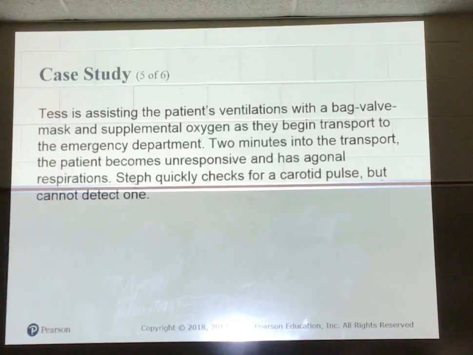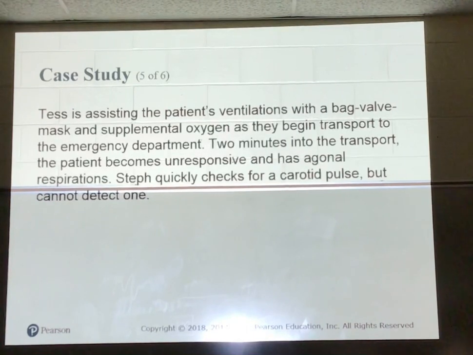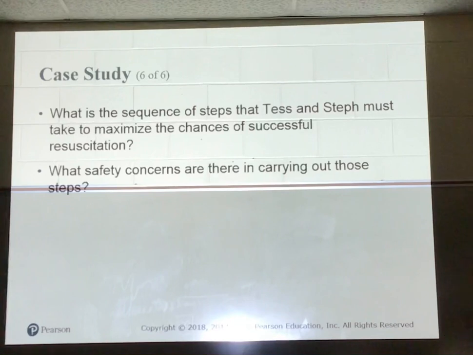All right, Tess is assessing the patient's ventilation. Tess is assisting the patient's ventilation with a BVM and supplemental oxygen as they begin transport to the emergency department. Two minutes into the transport, the patient becomes unresponsive and has agonal respirations. Steph quickly checks for a carotid pulse but cannot detect one. What is the sequence of steps that they must take to maximize the chances of successful resuscitation?